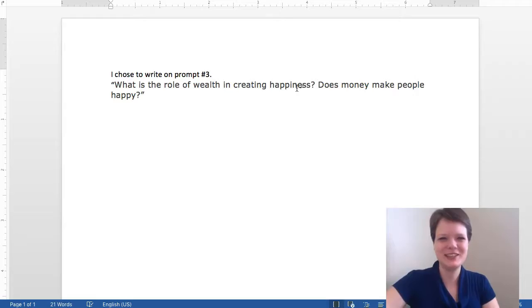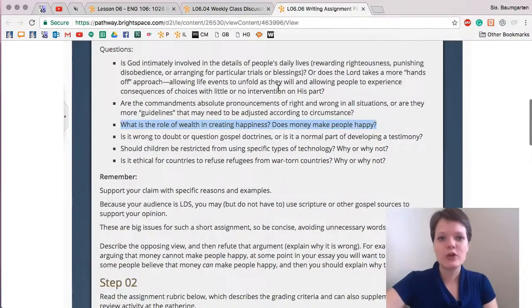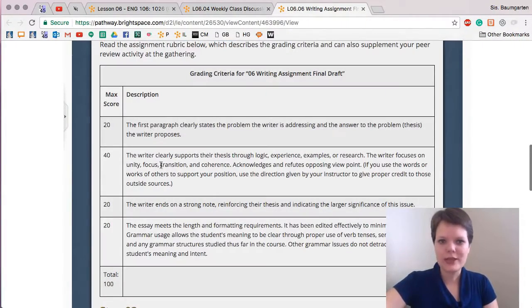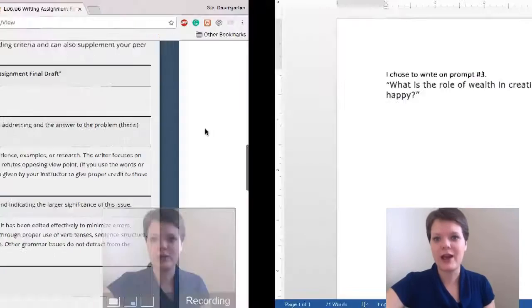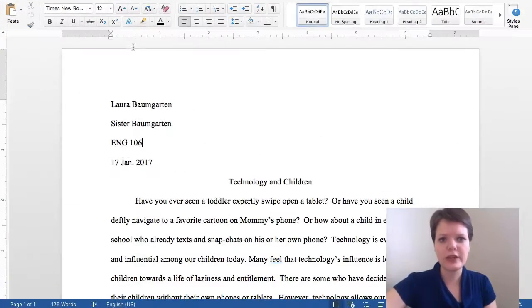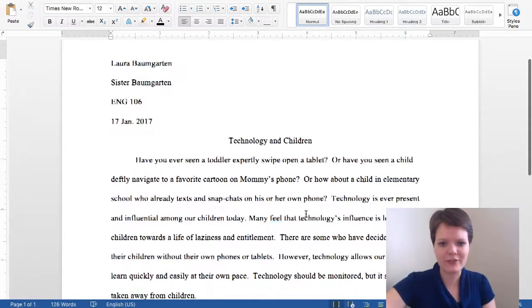Instead, present the problem. What is the problem that you are trying to address here? And then how do you answer that problem? And I want to show you an example of just how to start off this paper, and hopefully that will help you get your drafts going. So over here, I've written up a brief draft.